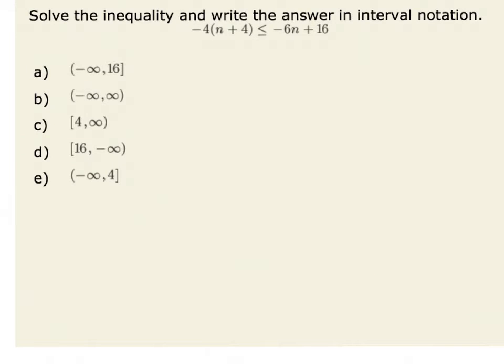In this problem, I'm asked to solve the inequality and then write the answer in interval notation. Let's look at this inequality. We have a negative 4 times a quantity of n plus 4, and that's less than or equal to a negative 6n plus 16.